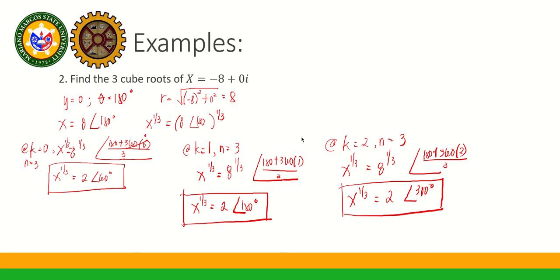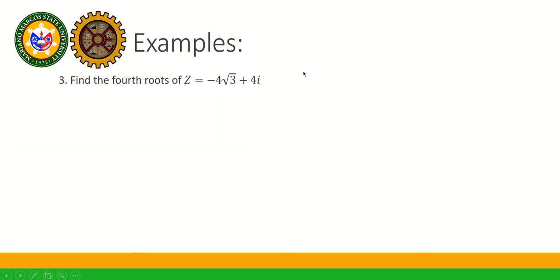Okay, so let's have the next example. Example number 3. Find the roots of z equal to -4 square root of 3 plus 4i. So, kunin muna natin yung value ng r natin. So, r will be equal to the square root of (-4 square root of 3) squared plus 4 squared. Computing this on your calculator, that will be equal to 8. And then for our theta naman, that is inverse tan 4 over -4 square root of 3.